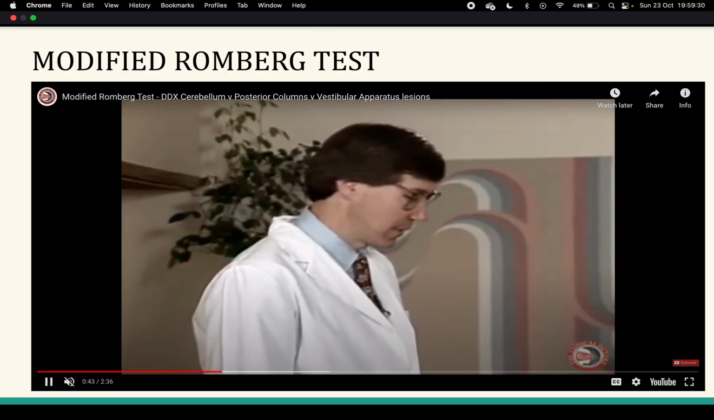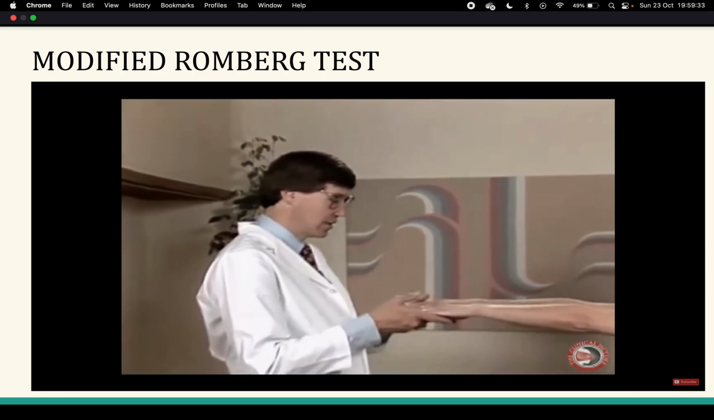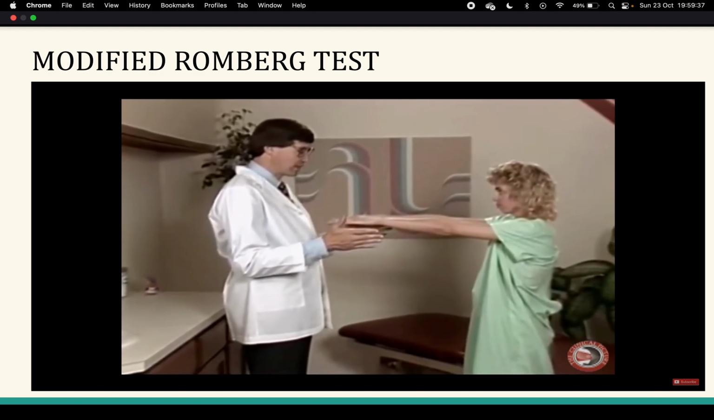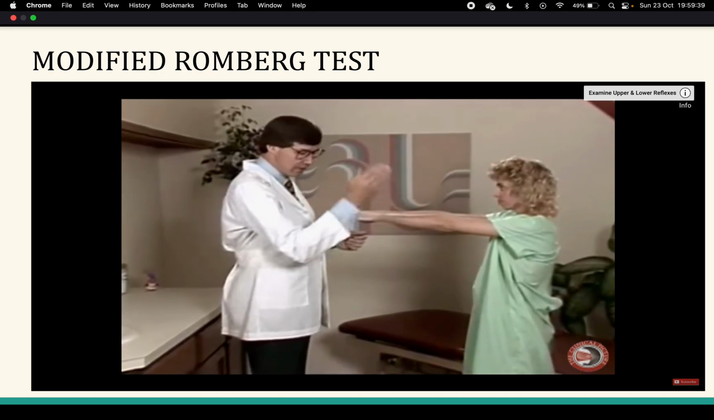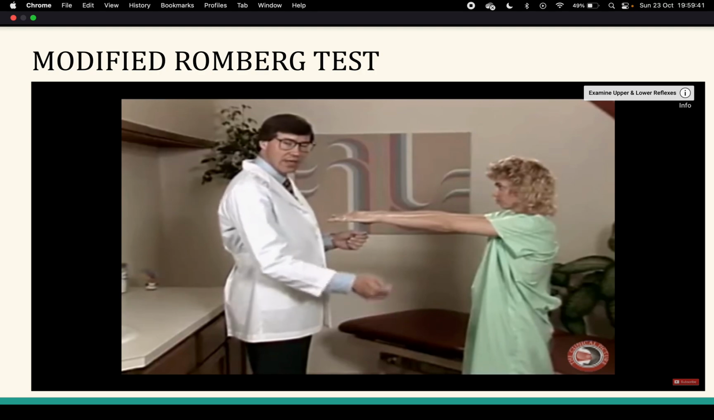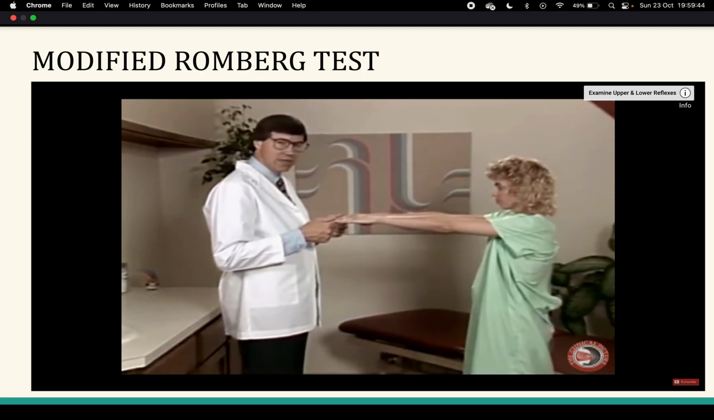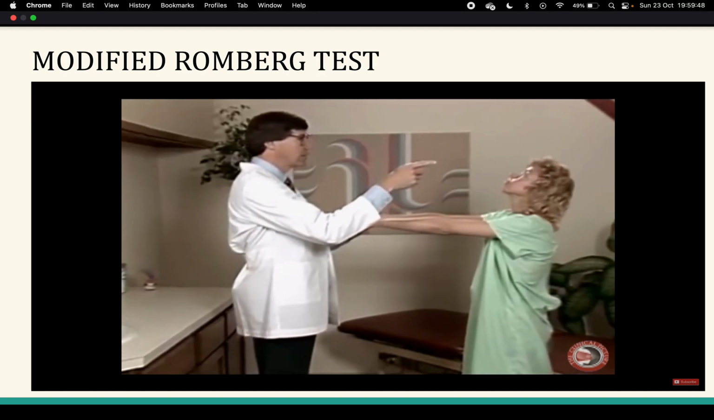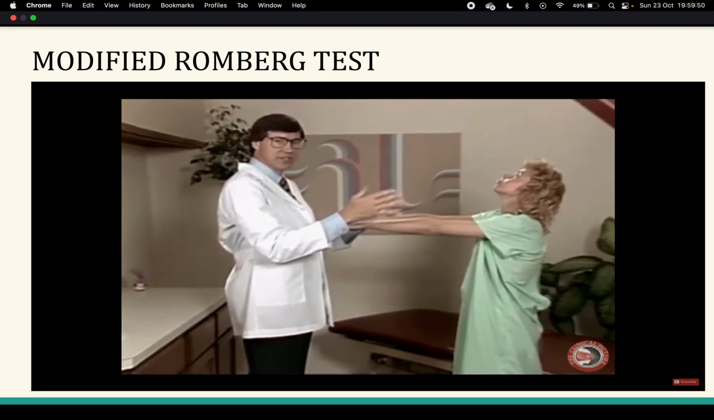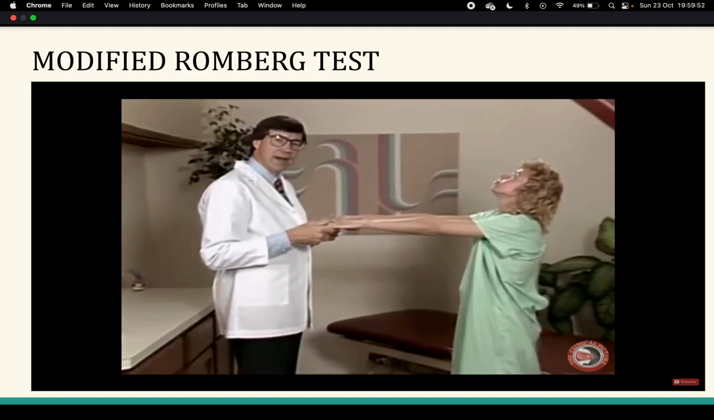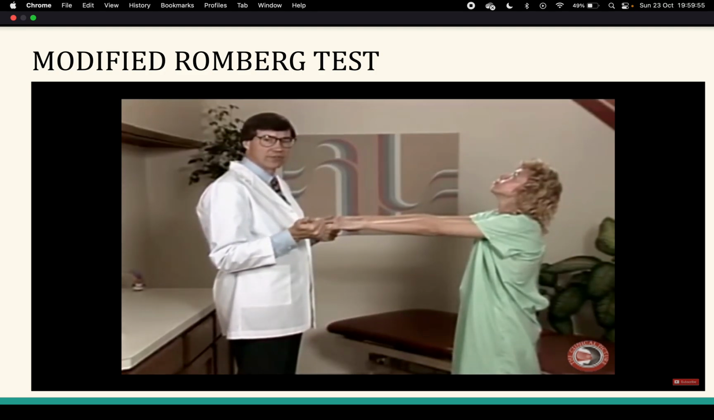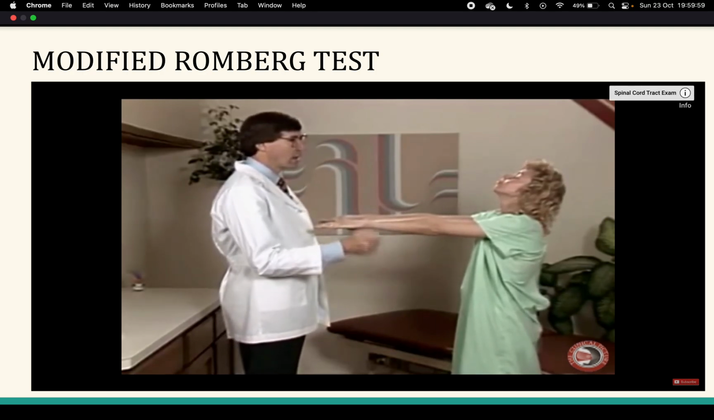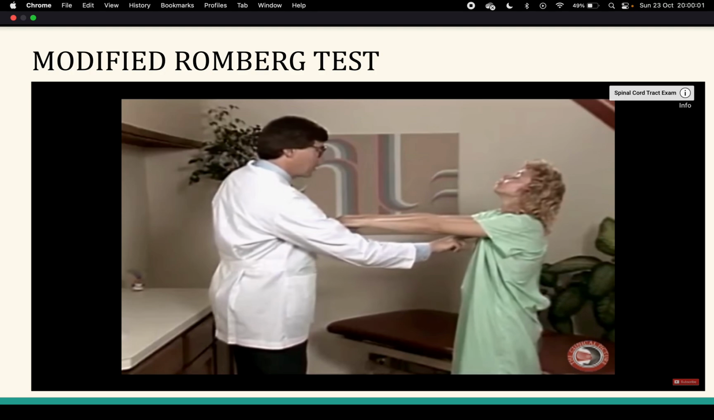So now let us see the modified Romberg test, where we ask the patient to keep his or her arms outstretched, keep his or her feet together, and sometimes we'll also ask them to extend their neck to assess for any vestibular pathology simultaneously, with outstretched arms to test for the pronator drift. But this is not what was actually described by Romberg.